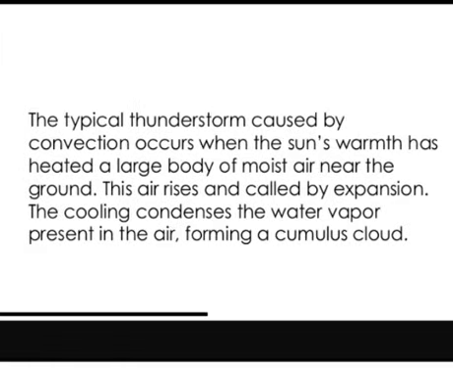The typical thunderstorm caused by convection occurs when the sun's warmth has heated a large body of moist air near the ground. This air rises and cooled by expansion. The cooling condenses the water vapor present in the air, forming a cumulus cloud. You can actually picture this out in a book.